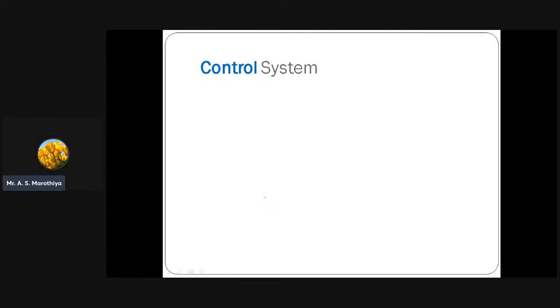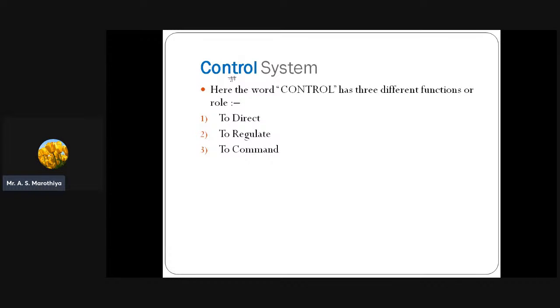Now let us discuss the meaning of control in control system. What is the significance of this control? When we add the word control to system, what basic features are we adding to the basic system? In a control system, control stands for three different functions. Number one, direction. Number two, regulation. And number three, commanding. That means if we design a system that is capable of performing direction, regulation, and commanding on itself or some other component available in that system, then we can treat that system as a control system.